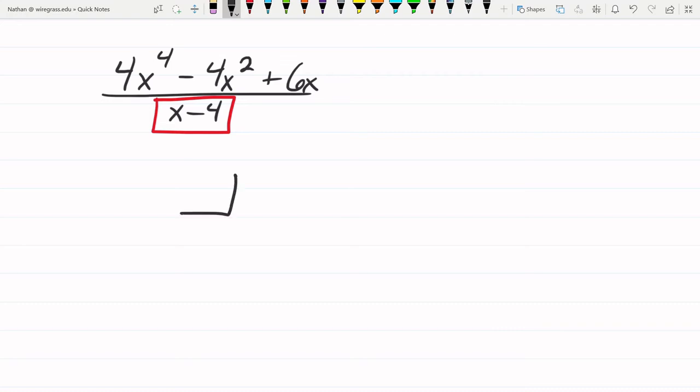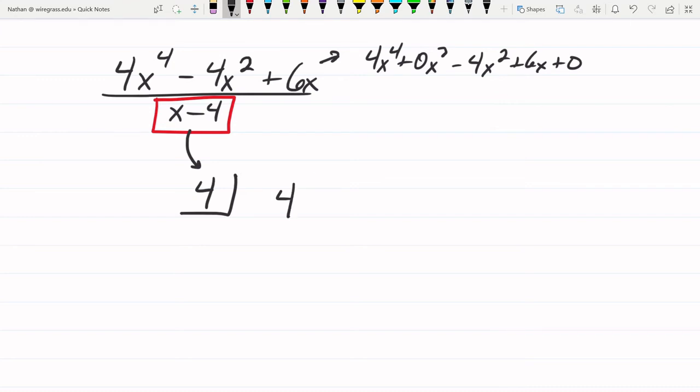I'm going to write a little box and write the number that gives us the 0. So x minus 4, 4 minus 4 gives us 0. So I'm going to write 4 in here. That's the number that goes in there. Then what I'm going to write next to it are the coefficients of the polynomial. So this polynomial is 4x to the 4th plus 0x cubed plus negative 4x squared plus 6x plus 0. I'm adding in all of the missing powers. I'm just going to write the numbers in front, though, the coefficients. So 4, 0, negative 4, 6, and 0.